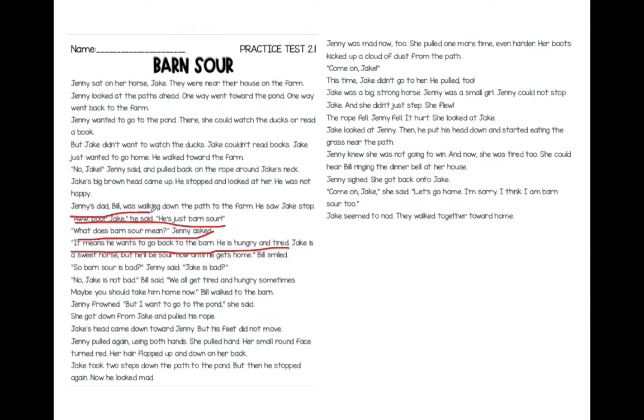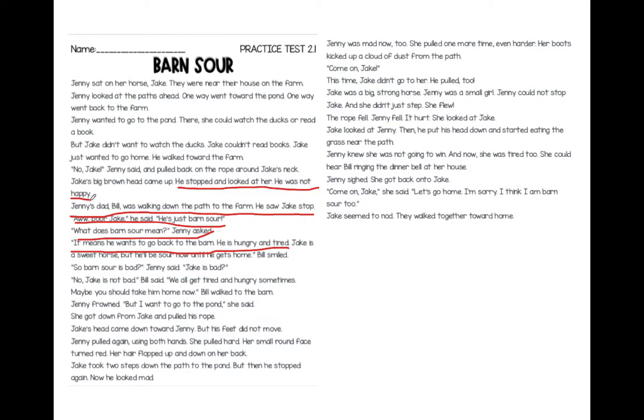Jenny's dad, Bill, was walking down the path to the farm. He saw Jake stop. Then, before that, it says he stopped and looked at her. He was not happy. So if we keep reading, we'll see why he was not happy. Because he was barn sour.